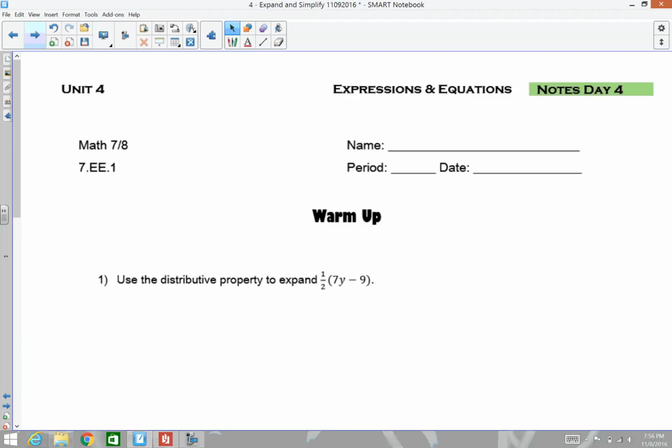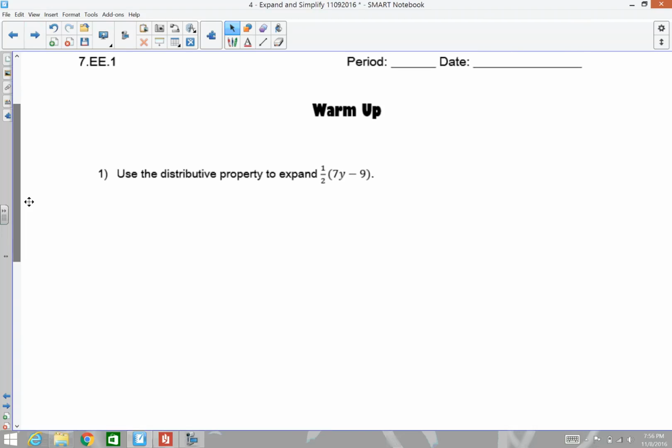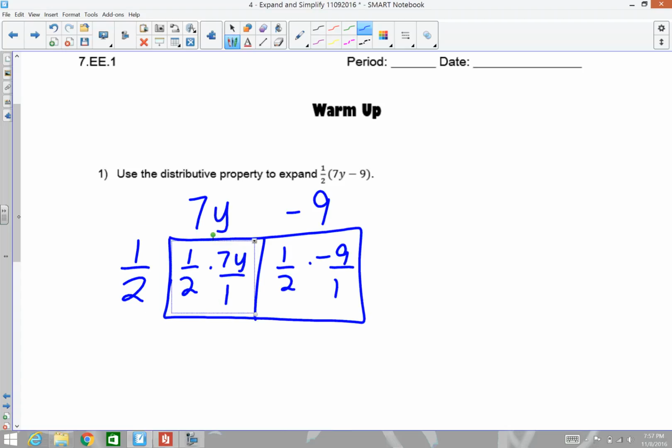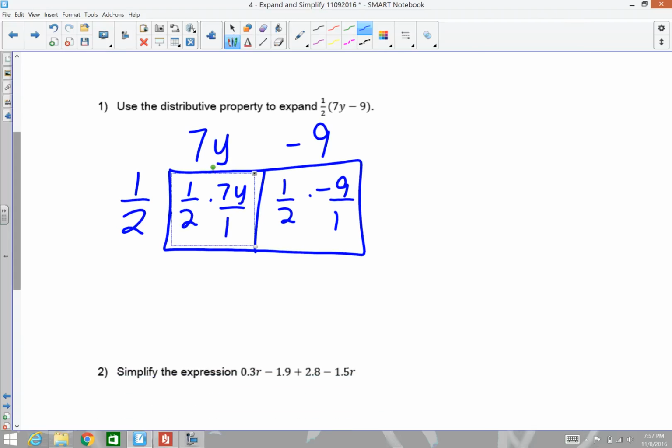Okay, now that you've had a chance to try the warm-up on your own, let's see how it went. Whenever we are expanding or distributing, we're going to set up the box. 7y will go up top, that -9 in the other section, and we're multiplying by 1/2. So I have 1/2 times 7y over 1 and 1/2 times -9 over 1. Don't overcomplicate things. I would leave it as straightforward as possible. 1 times 7y is 7y, 2 times 1 is 2, and I would honestly leave it.